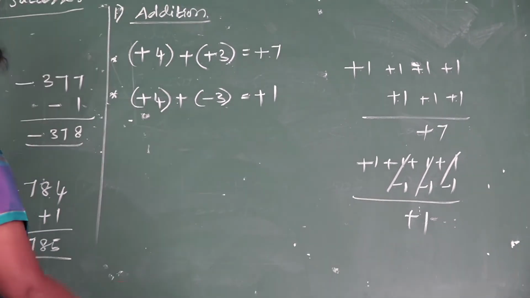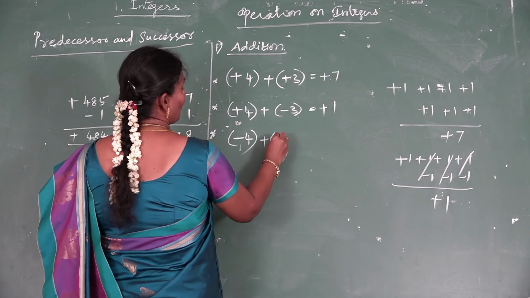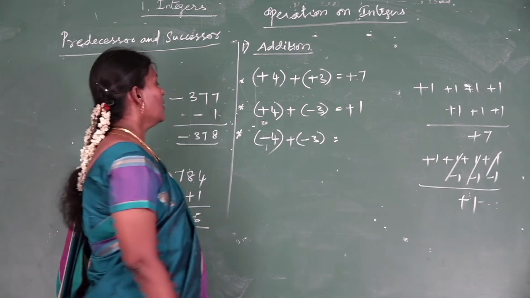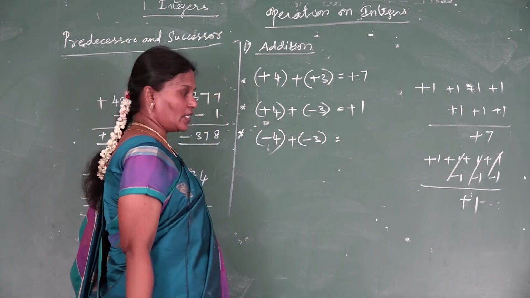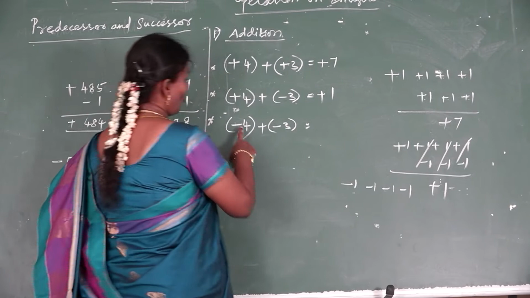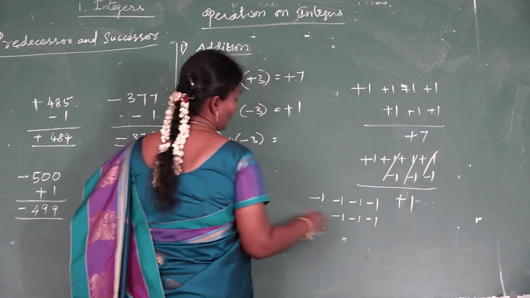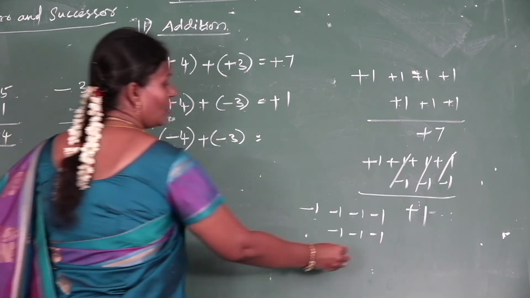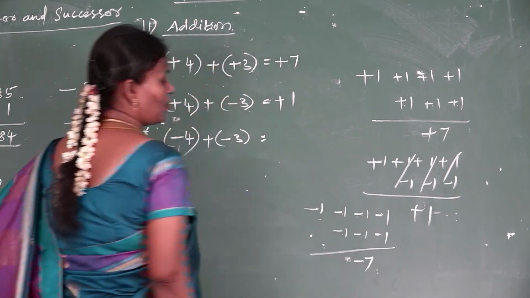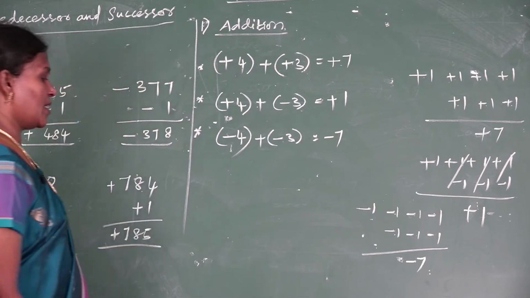Okay. Next, we see the next term: minus 4 plus minus 3. Here both are negative integers. Now see how to add both negative integers. You know that minus 1, minus 1, minus 1, minus 1. How many minus 1s are here? 4 minus 1s. Here minus 1, minus 1, minus 1, that is minus 3. Now you add all: 1, 2, 3, 4, 5, 6, 7. 7 minuses are here. So what is the answer? Minus 7 is the answer.